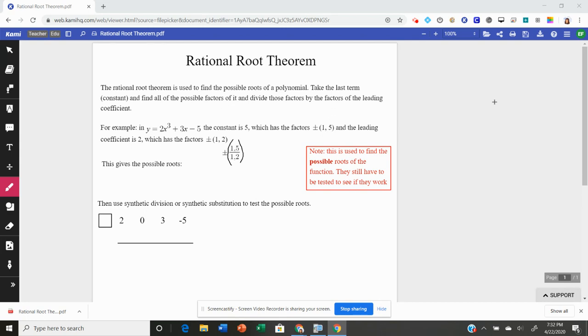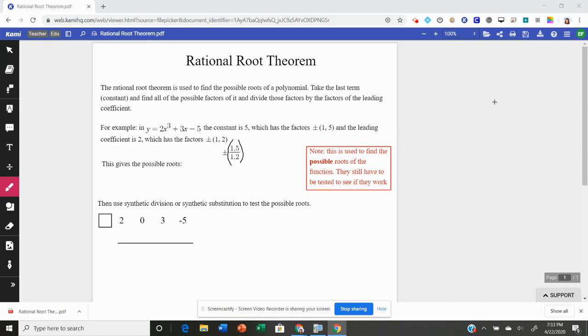If we take a look at our first example, y equals 2x cubed plus 3x minus 5, we have a constant term of 5, so its factors are plus and minus 1 and 5. The leading coefficient is 2. It has factors of, again, plus or minus 1 and 2. So we have our setup down below here: all of our possible rational roots can be rewritten as plus or minus 1, 5 over 1, 2.